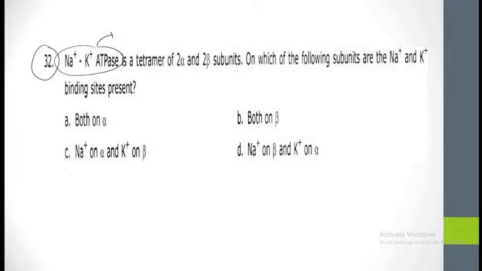So the sodium potassium pump, it is a tetramer, right? It has 2 alpha and 2 beta subunits. Clear? It is asking on which side, whether on the alpha side or on the beta side, do we have the sodium and the potassium binding sites present? Try to find the answer for this. You have 1 minute. Read the question and then get the answer for this, everyone.